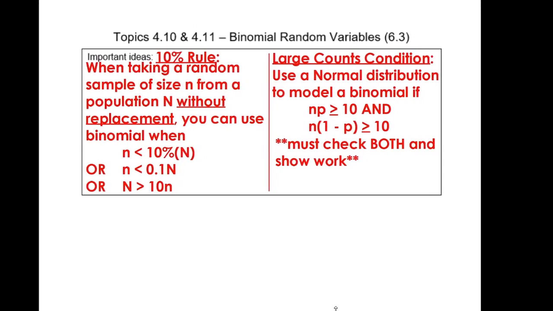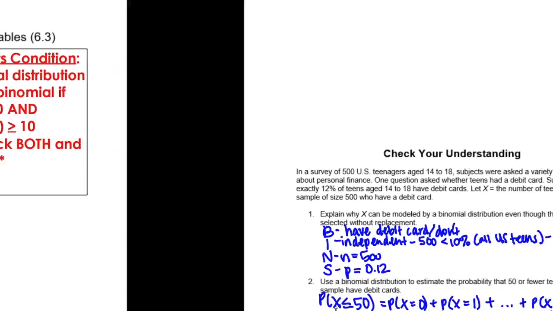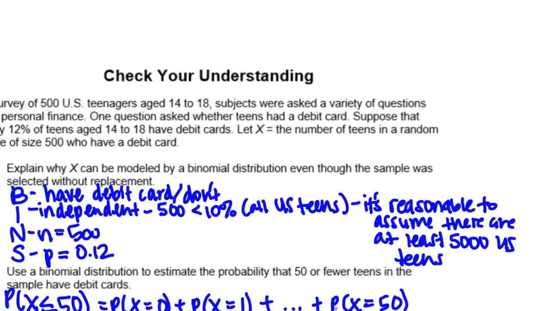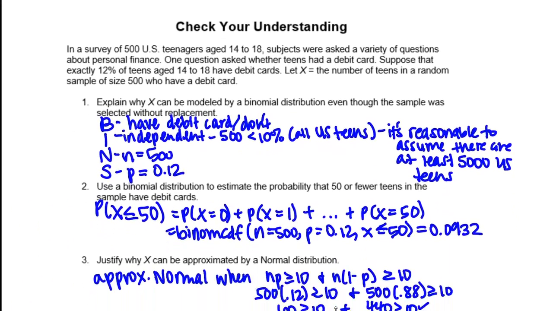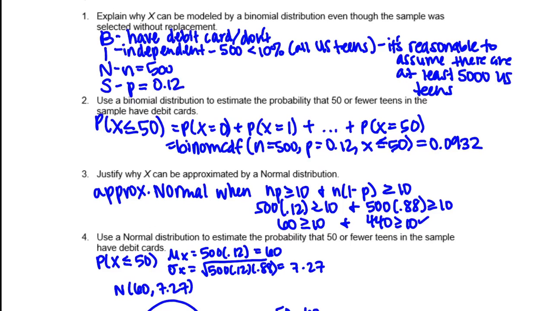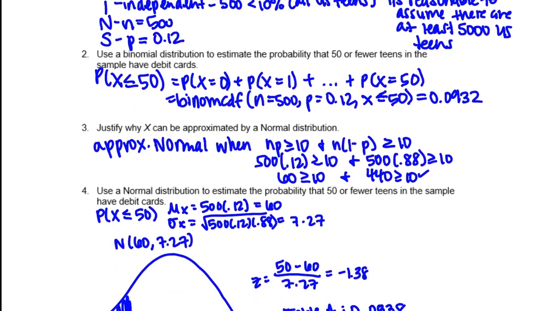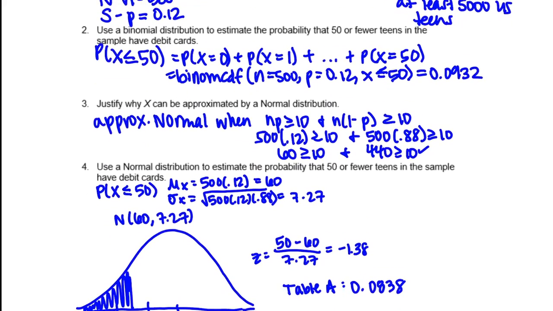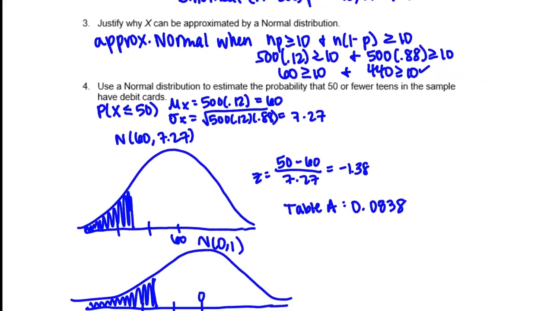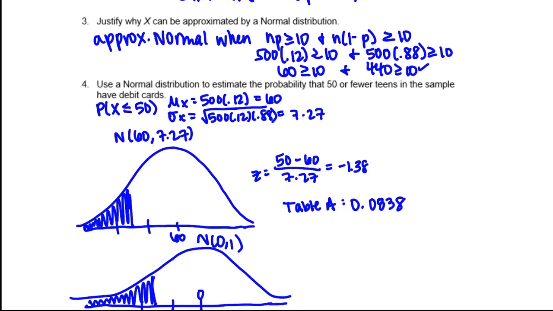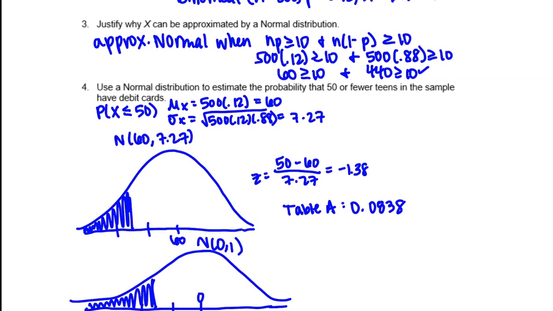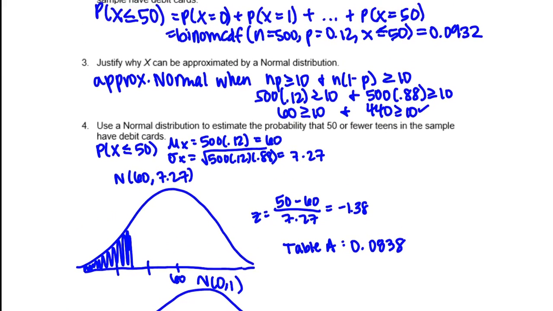Okay, so let's see how you did on the check your understanding. For number 1, I checked the BINS. It was independent because of the 10% condition. I used binomcdf. And then we can also actually do this in the normal curve way. And so I checked the normal distribution condition and used the normal curve. In order to do that, I had to calculate the mean and standard deviation first. So I did. And I used all the same stuff we've learned before with the normal curve. And I got 0.0838, which is really close to the other answer.